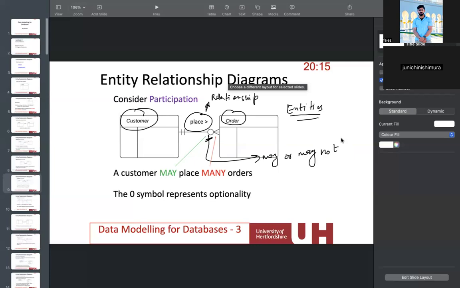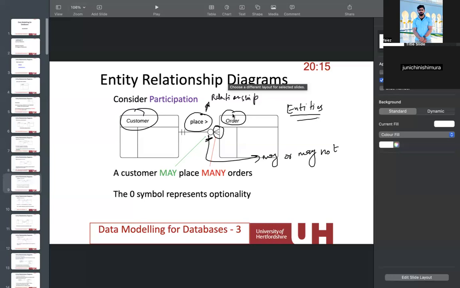So if there are many orders, like the crow's foot, three lines, like here, if you see, it is kind of a crow's foot. Have you seen a foot of a crow? So yeah, it's like that. Next to the order entity, it shows you that a customer can place many orders. So while it's optional for the customer to place an order, if they do, they can place as many as they want. For example, a single customer might place multiple orders over time.